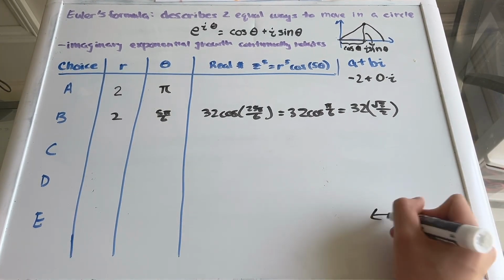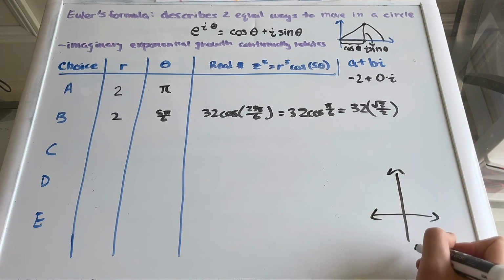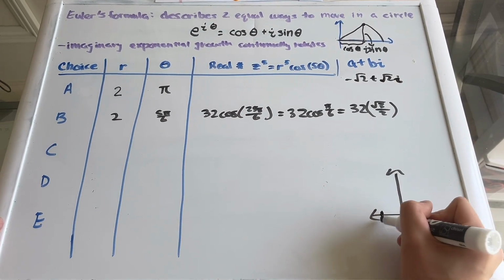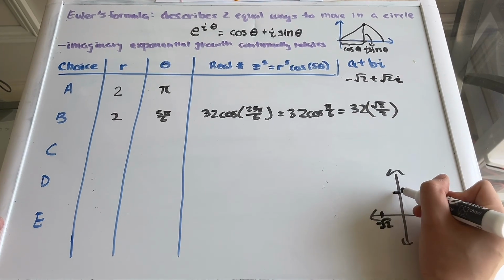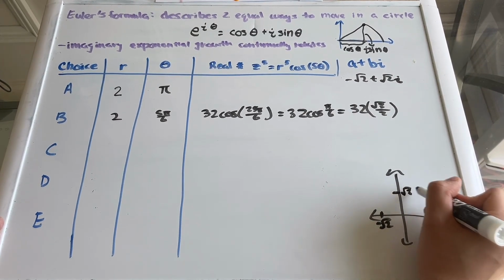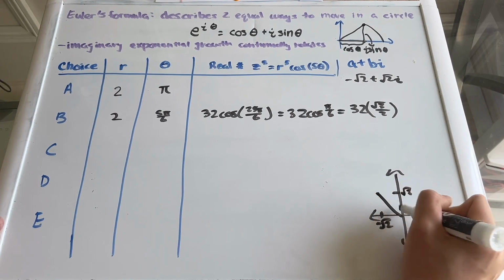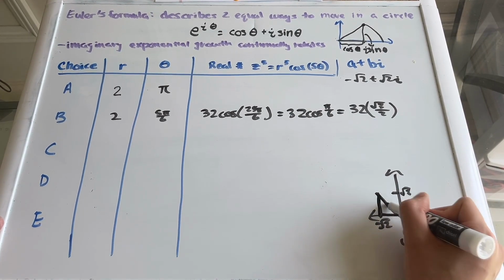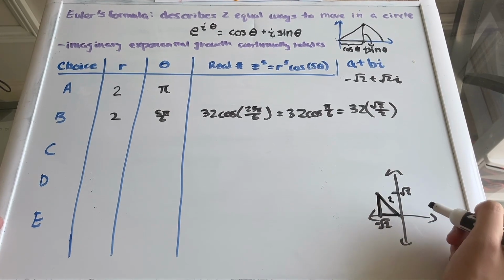Now, the same for the next one, which is c. So c is the negative square root of 2 plus the square root of 2i. So you're going left negative square root of 2, and then you're going up square root of 2. So it would just be right here. Since this is negative square root of 2 and this is square root of 2, then we can use the Pythagorean theorem and find that the radius is going to be 2.